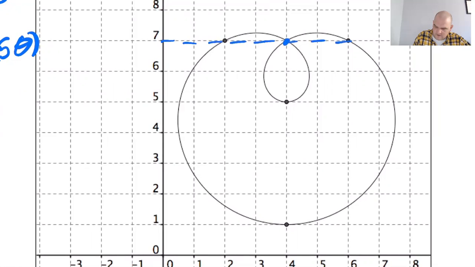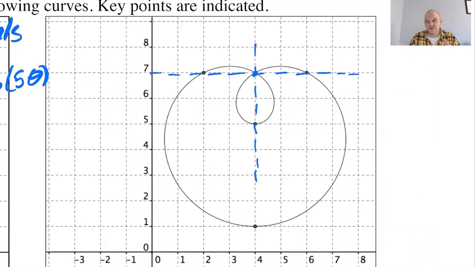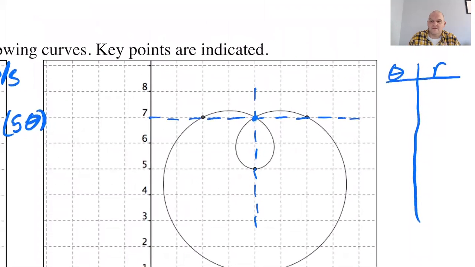So this would be the x-axis, and then this would be the y-axis. Okay, once I have that, I can start thinking, when theta equals certain things, what does r equal? So I'm going to make a table, and it's going to be theta and r. Okay, so when theta equals 0, r is 2, because I'm 2 away.